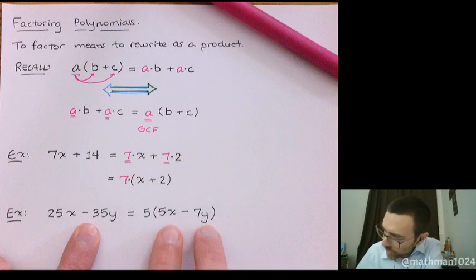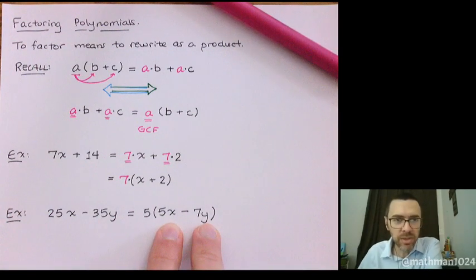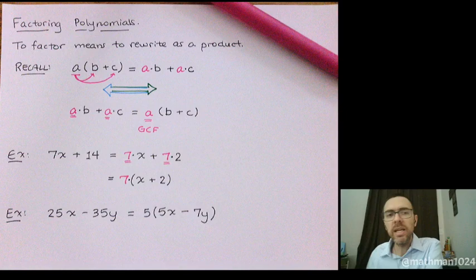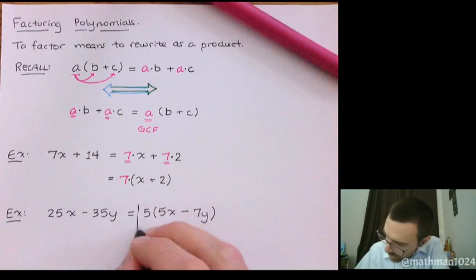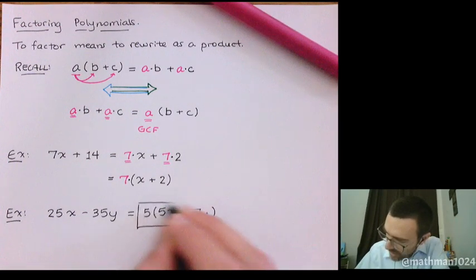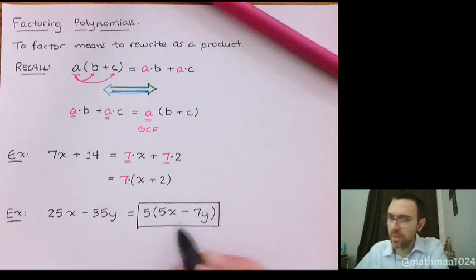Make sure that you look inside here, the 5x minus 7y, and see, is there anything else that these guys have in common? Oftentimes, we take out something that's a common factor thinking, okay, good, we're done, but then we forget that there's something else that they have in common. But there's nothing that 5 and 7 have in common, nor is there anything common between x and y. So that's all that we have.